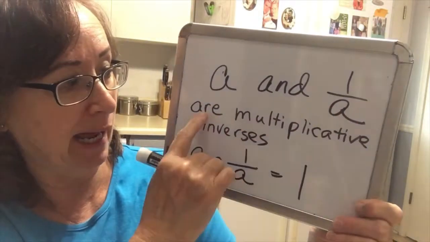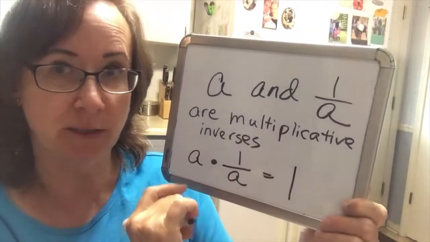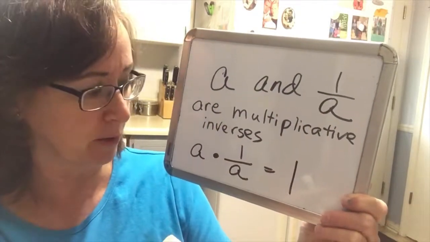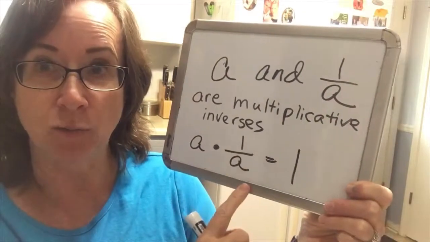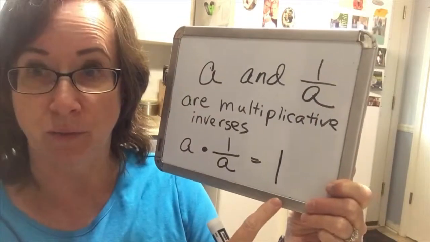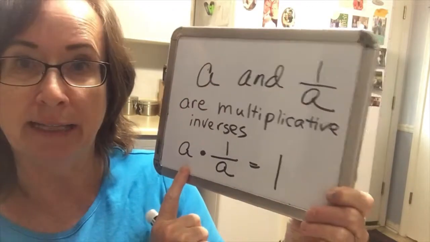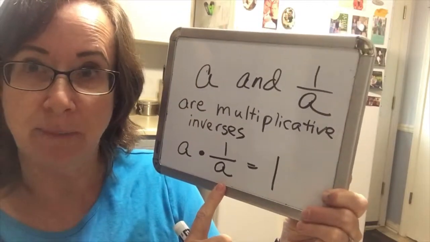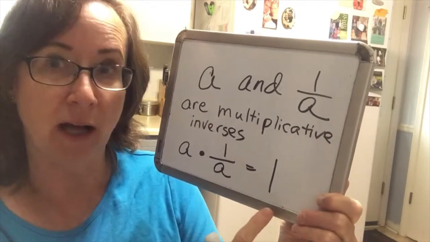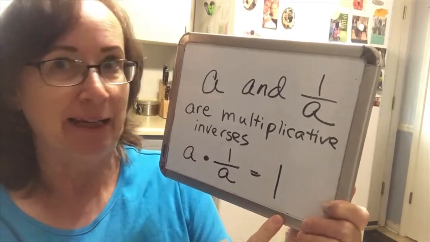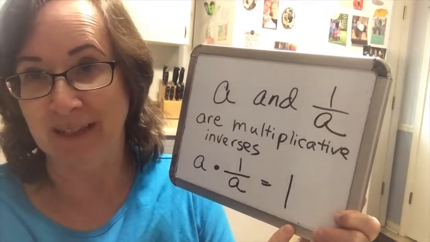A and 1/A are multiplicative inverses. So we've written it in variables so that it's true for all numbers, but here is that rule. A times 1/A equals 1. That's how we define a multiplicative inverse. A number times its multiplicative inverse, or reciprocal, must always be 1. If we don't get 1 when we multiply them together, we do not have multiplicative inverses.